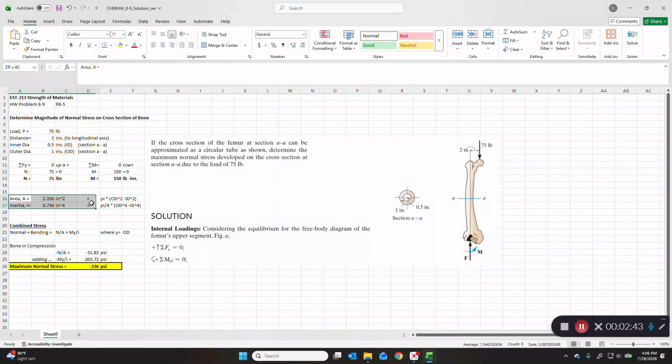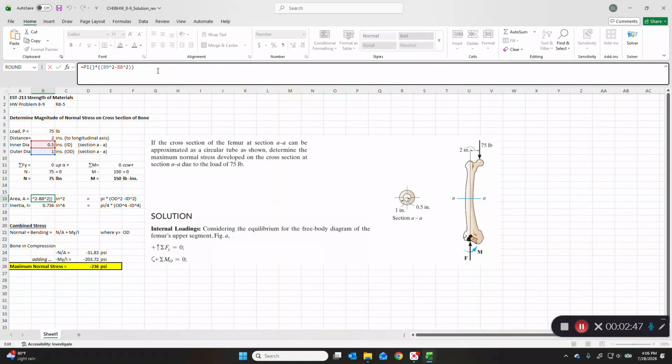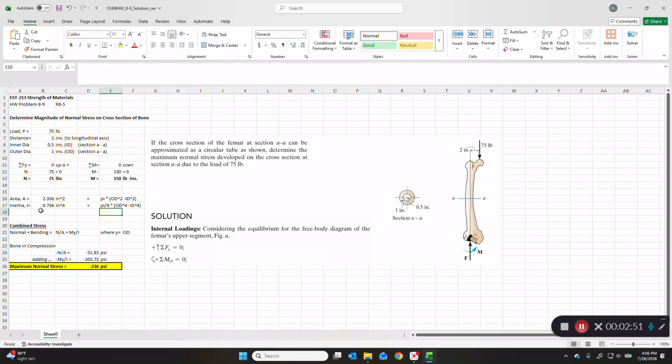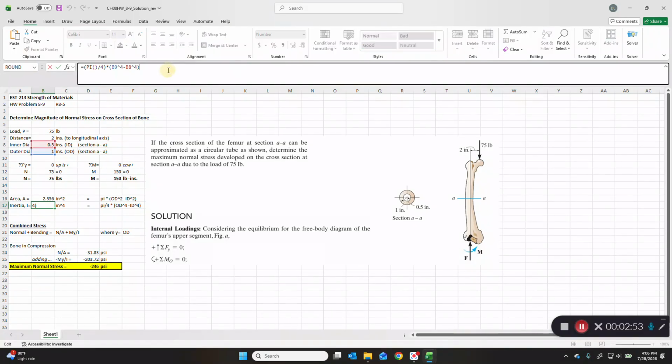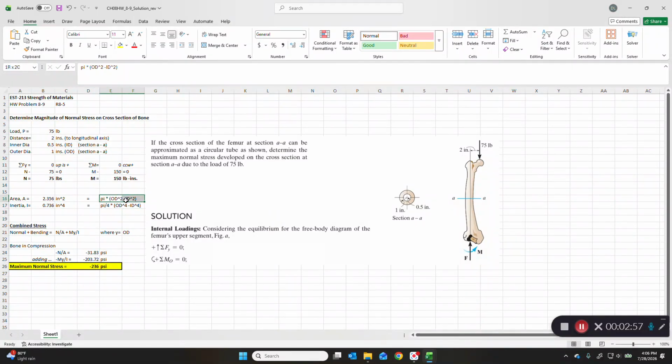We have area and inertia calculations, which are very straightforward. The area is just pi times OD squared minus ID squared, and the inertia is pi over 4 times OD to the fourth minus ID to the fourth. You can look these equations up in a structural manual or a manual of mechanics, and you will find those equations. And we're just doing the calculations here in Excel.